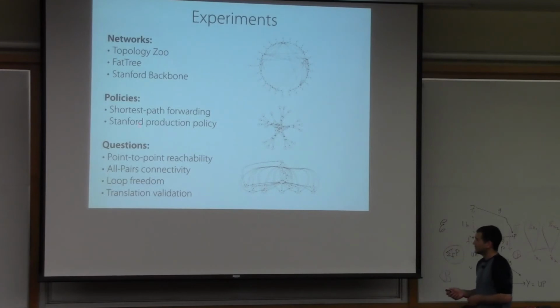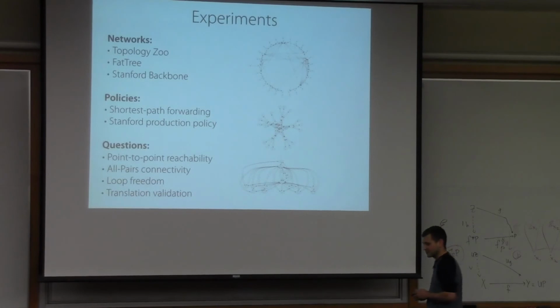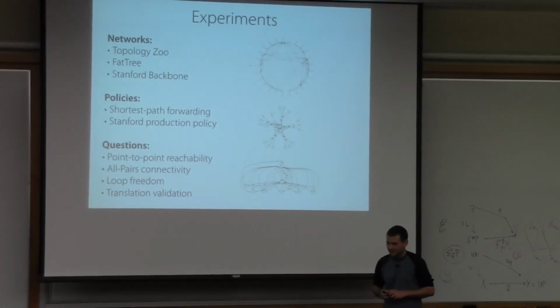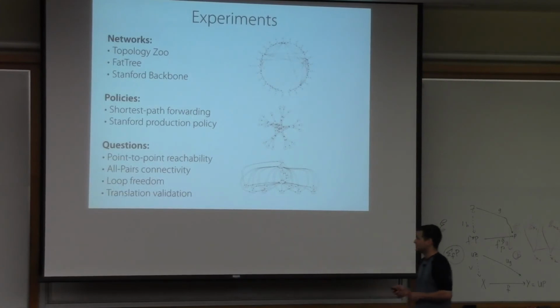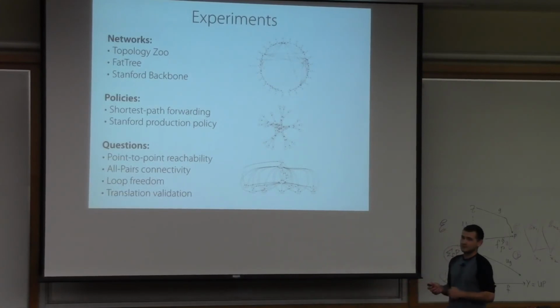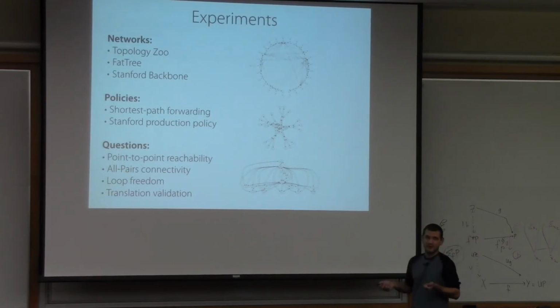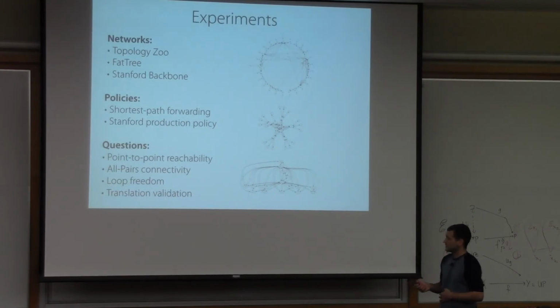We then had to build some configurations for these networks in order to do verification. And here, unfortunately, there are not very many open data sets. So what we did is we built some simple policy generators that did things like compute the shortest path forwarding expressed as OpenFlow tables for an arbitrary topology. We were able to get the production policy for Stanford's backbone because they've released that. And then we asked a bunch of verification questions.